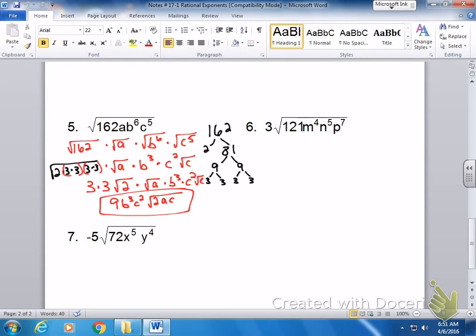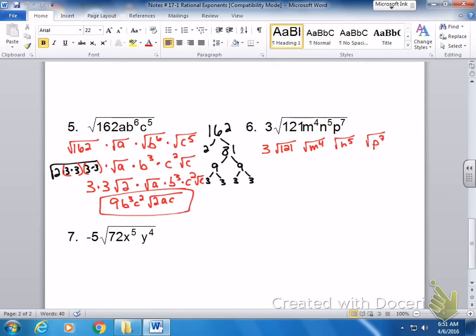Let's look at the next one. This one's a little weird because it's got a number outside the square root. 3 times the square root of 121, m to the 4th, n to the 5th, p to the 7th. I'm going to go ahead and split that one up again. Again, you don't have to do this every time. The 3's outside, the square root of 121, the square root of m to the 4th, square root of n to the 5th, square root of p to the 7th.